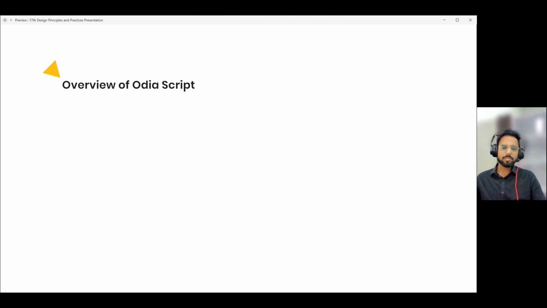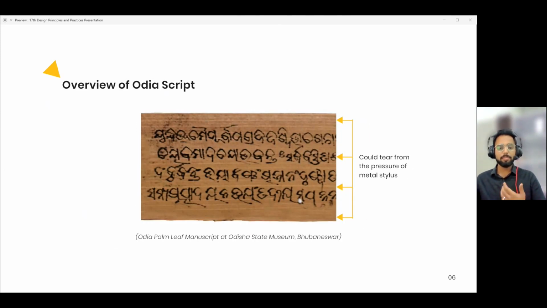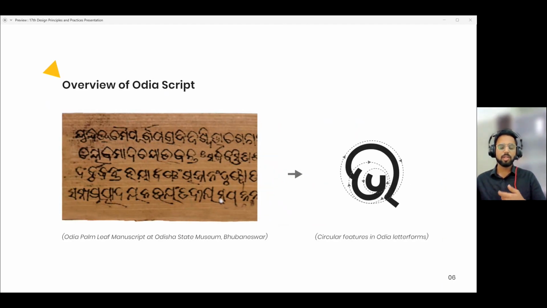So, in the ancient times, Odia script was written on palm leaves, and palm leaves are usually weaker or thinner near the area of the veins of the leaves. So, any kind of horizontal straight line stroke made near the vein of the leaf used to tear up. So that's why those horizontal strokes were later converted into circular strokes. And now we have these kind of Odia letter forms with a lot of circular features.